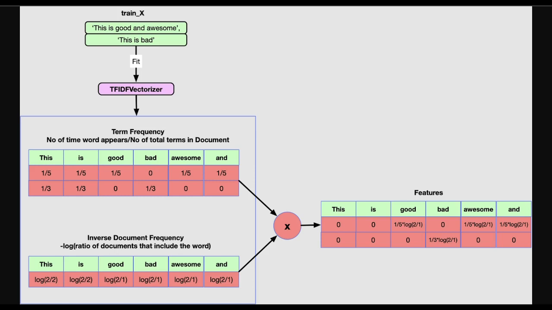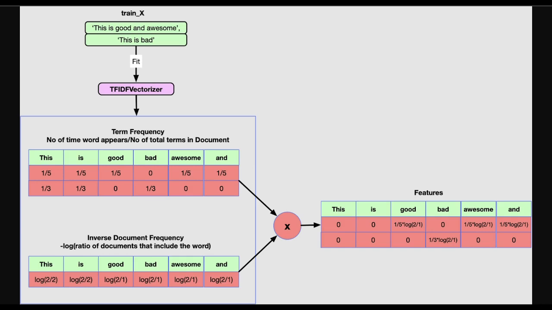Same for is, same for good. Now the bad word isn't present in the first document, so the frequency is 0, and same goes for awesome and. Next, when you check the second document, this is bad, here you can see the word this appeared once, while the document consists of 3 words: this, is, and bad. So the frequency of this for the second document is 1 divided by 3. Same for is and same for bad, while the good, awesome, and words aren't present in the second document, hence the frequency is 0.